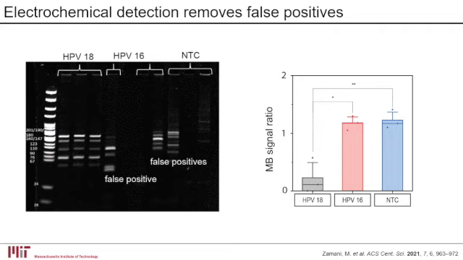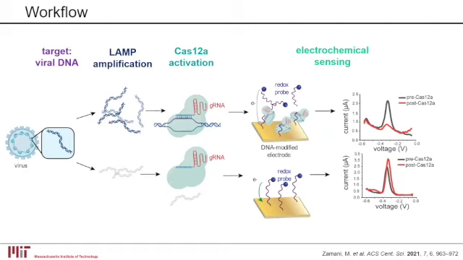So here we get 100% specificity for that HPV-18 over the HPV-16. So not only has this enabled us to incorporate amplification, but it's also decreased inherent challenges with LAMP. So now we have our whole workflow. We have amplification through LAMP. We have activation of a specific enzyme that then shoots up DNA on our electrode to give us a signal.